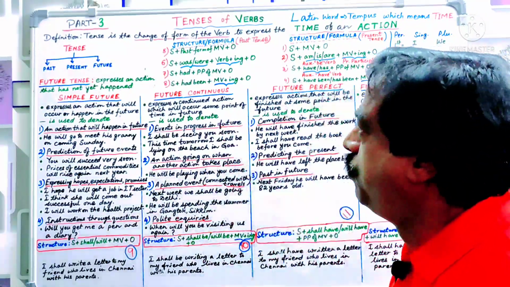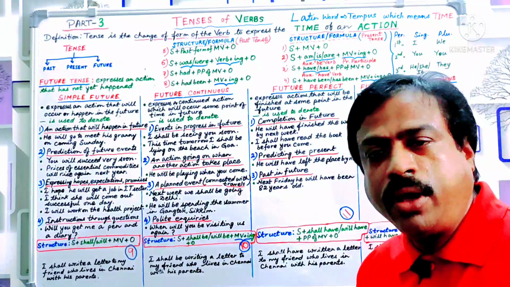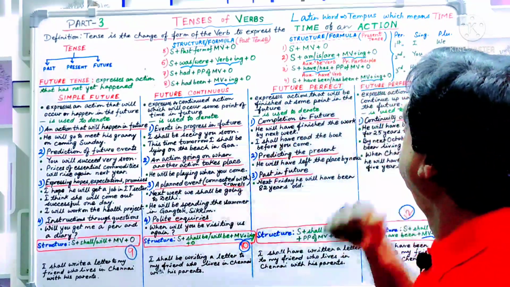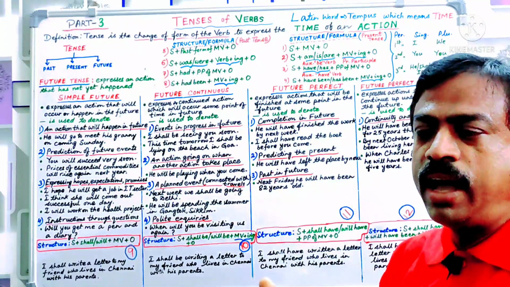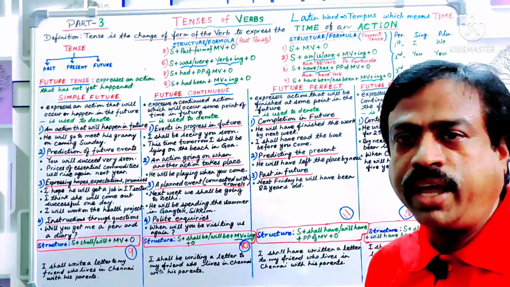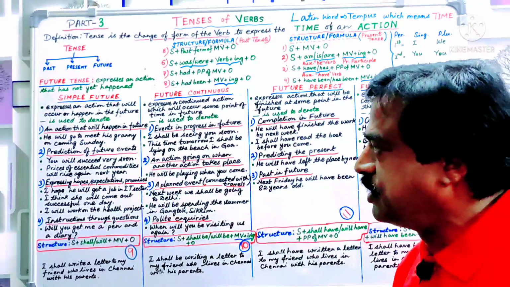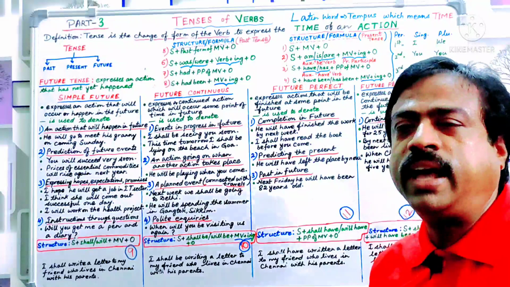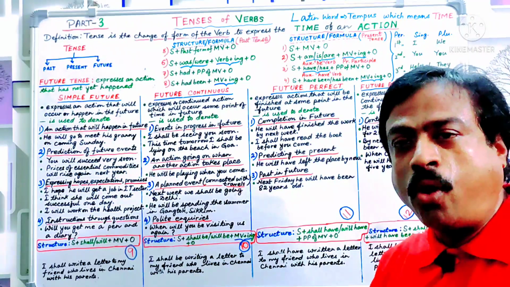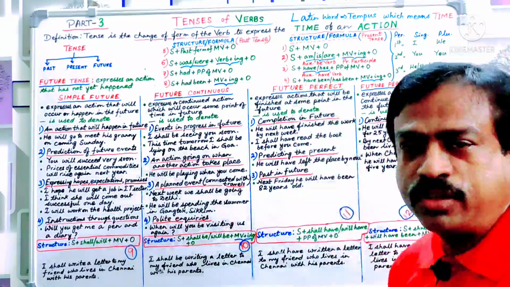Regarding tenses of verbs, you had already learned the present tense. I have finished past tense, and today I have finished the future tense as well. So I hope that now it is all clear with tenses of verbs.